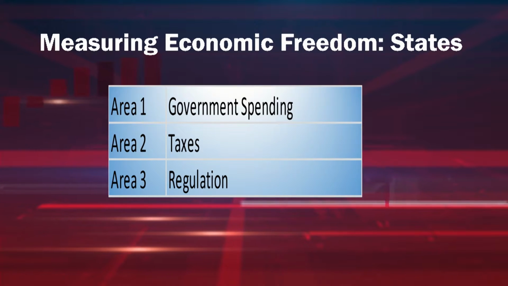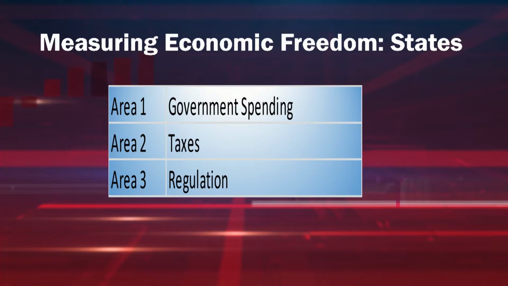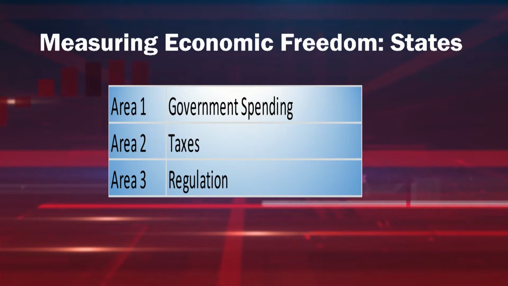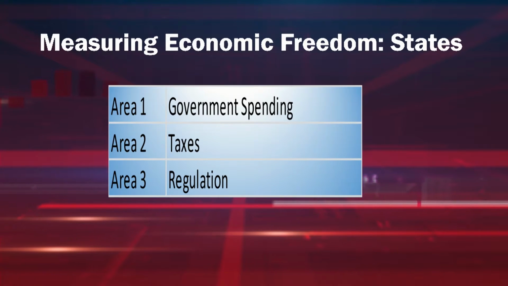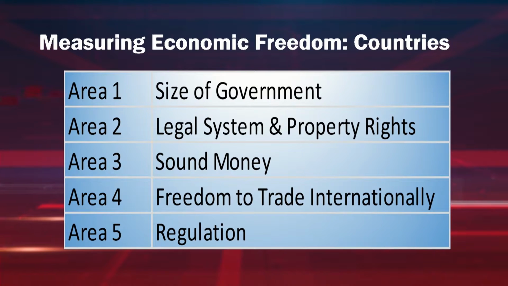In area 3, we focus on labor market regulations in particular. We look at things like the minimum wage and the number of government employees compared to the workforce as a whole. And by the way, on that variable, Alabama does particularly poor. We've got a lot of government employees in Alabama.